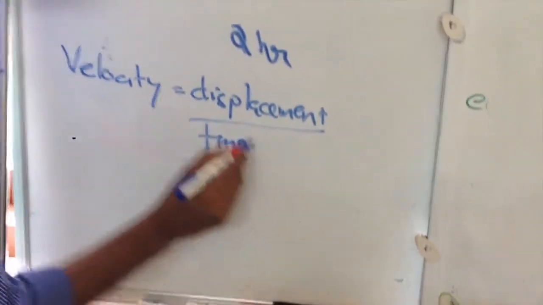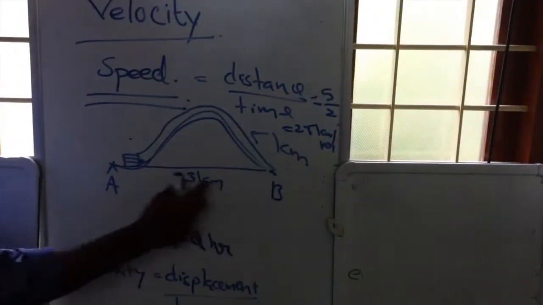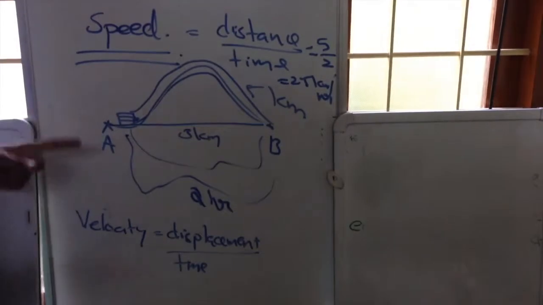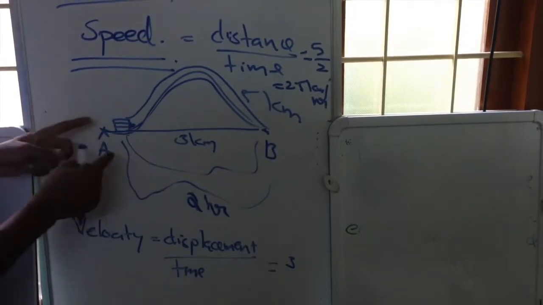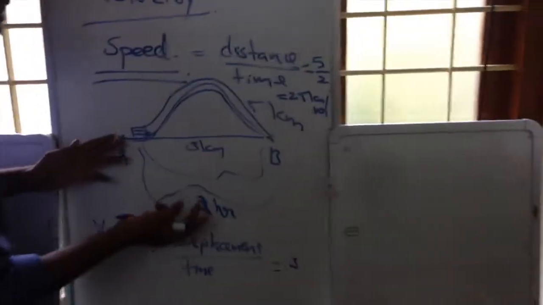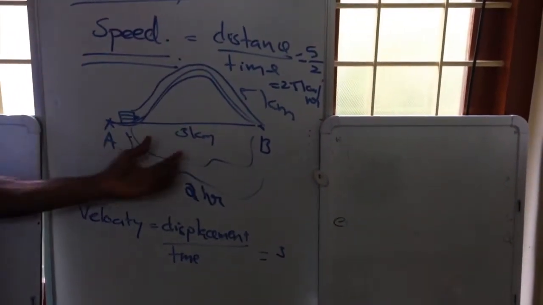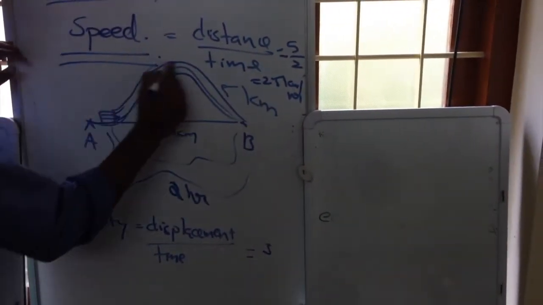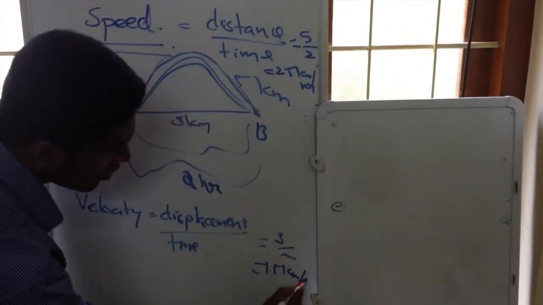When a body moves from A to B, even though the distance traveled is 5 kilometer, the actual displacement is only 3 kilometer. Whatever be the path, the displacement will always be the shortest path, that is 3 kilometer. So it is 3 divided by the time. The time taken to make such a displacement of 3 kilometer is 2 hour when we are taking this path. So then the velocity is 3 by 2 is equal to 1.5 kilometer per hour.